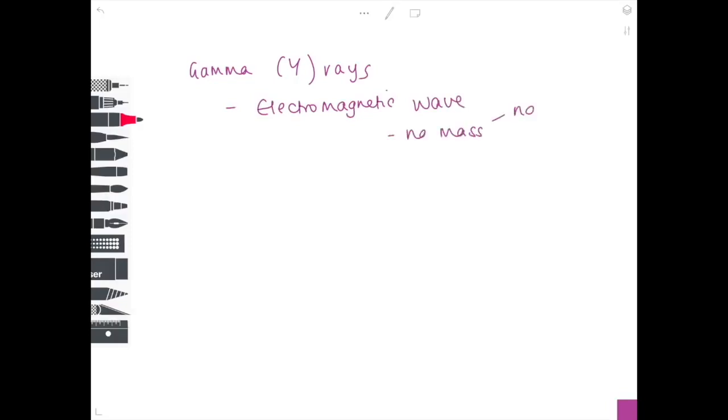So gamma rays are very different from alpha and beta, because gamma, remember, is an electromagnetic wave. So it doesn't have any mass at all, so no protons and no neutrons. Now it's emitted after an alpha or beta particle has been emitted.